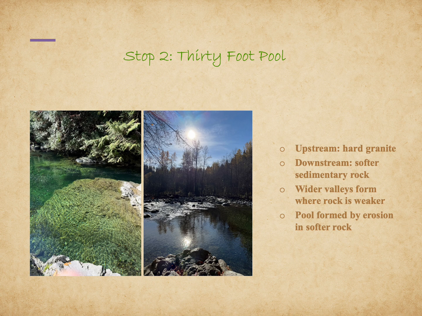Here we have our stop two, the 30-foot pool. Upstream of the 30-foot pool, the creek flows through hard granite, and at the pool and downstream, the rock was soft sedimentary material. This difference is important because hard rock leads to narrow canyons, and soft rock leads to wider valleys. The 30-foot pool was formed because the fast water carved a deeper hole in the softer rock. That was the basic reason for the formation of this pool.